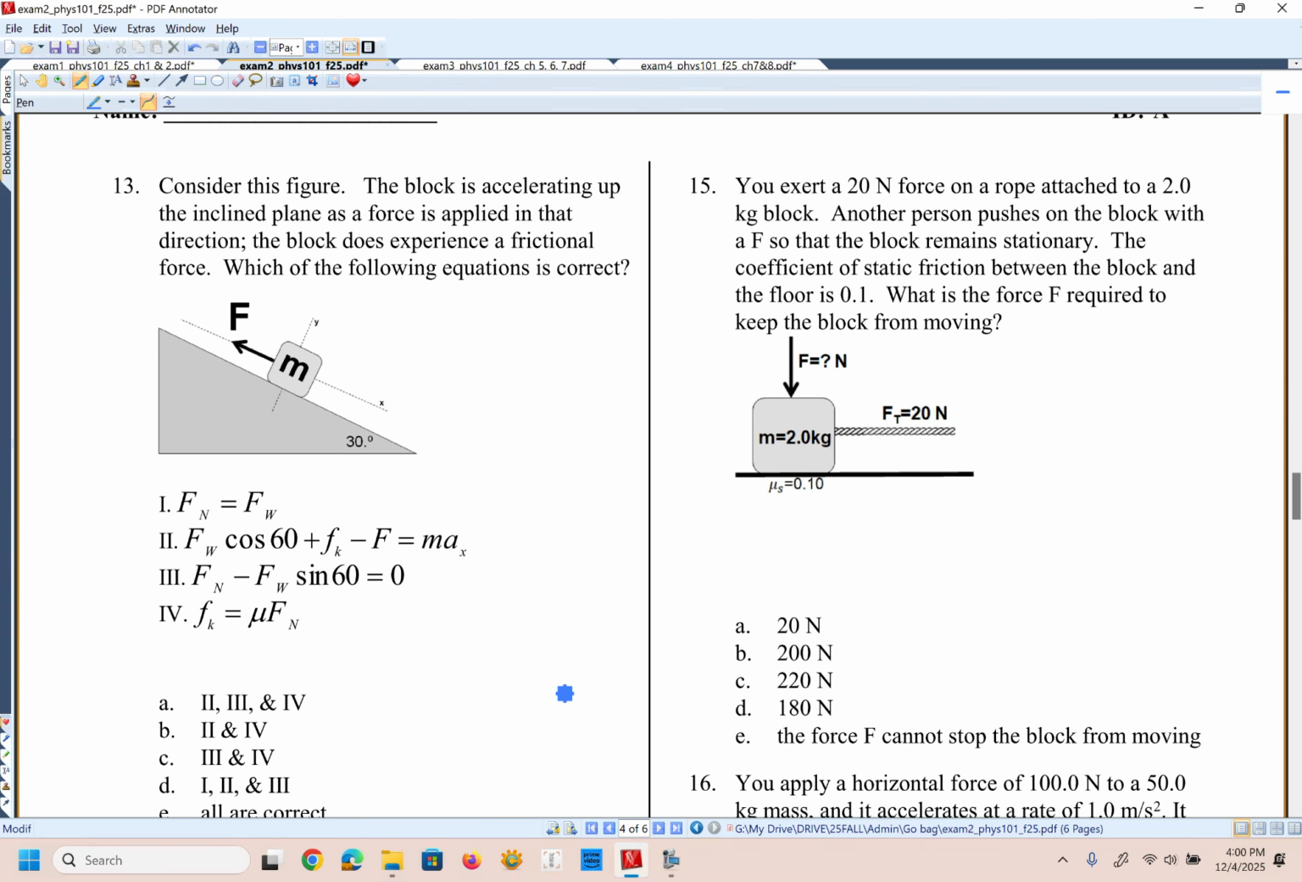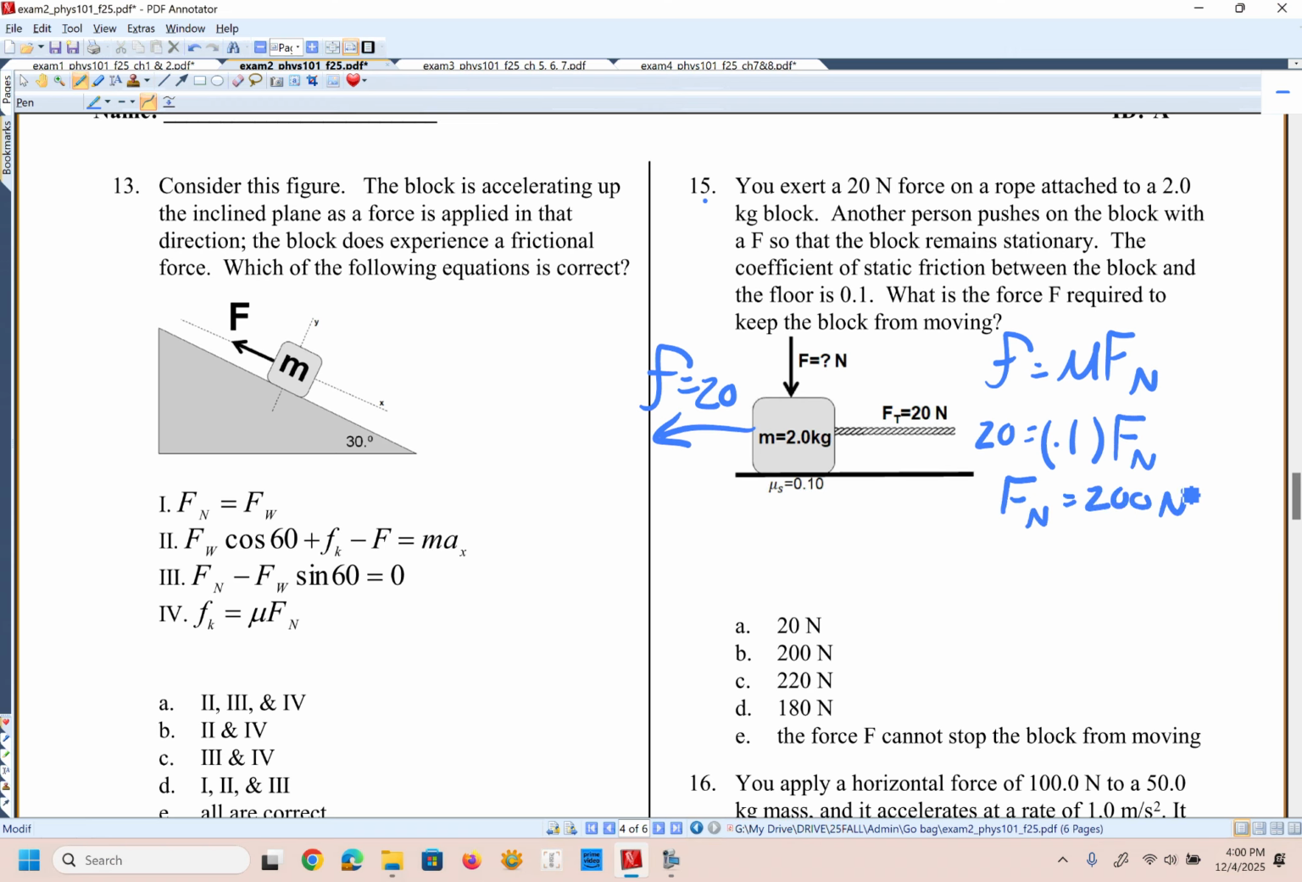There was one very similar to this on the test, actually. It's not just like this, but it's similar. Here, I want it not to move, and in order to make it not move, I have to have a frictional force that is equal to the tension. Whatever tension I have, my frictional force has to balance that out. And I know that the frictional force is equal to mu times the normal force, so 20 newtons is equal to mu, which is 0.1, times the normal force. So that means my normal force has to equal 200 newtons.